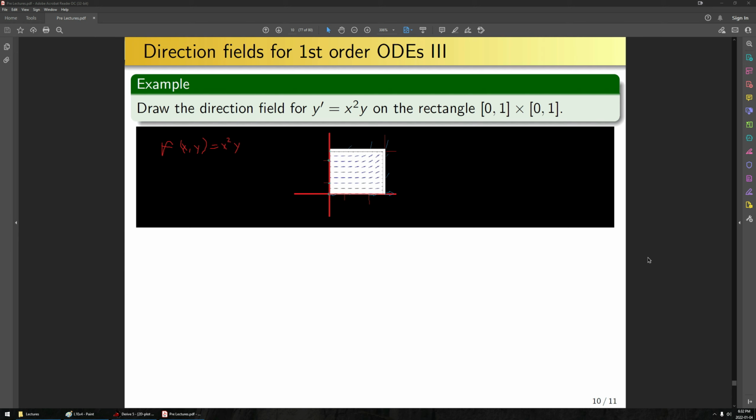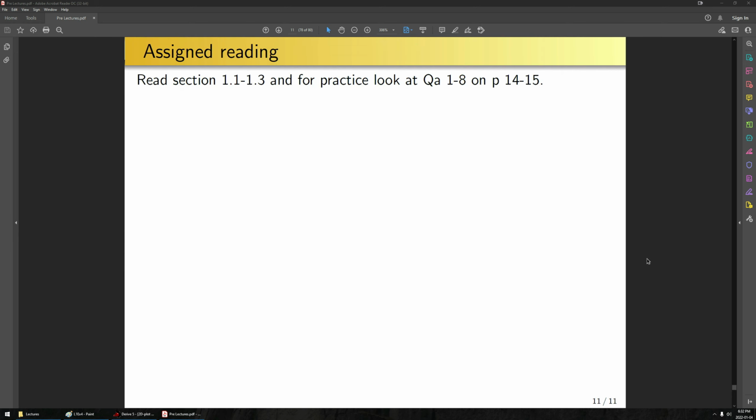Okay, so with that basically brings our lecture to a close. So for your assigned reading and practice problems, I want you to read sections 1.1 to 1.3, and for practice, look at questions, that should be an S, 1 through 8 on pages 14 through 15. So the text does cover some things that I didn't talk about in much detail here. It goes through quite a few more examples of solving things. So definitely check those out. And next lecture, we'll continue on with section 2.1, where we'll start talking about solving separable equations, which is a class of differential equations that we will introduce next week.